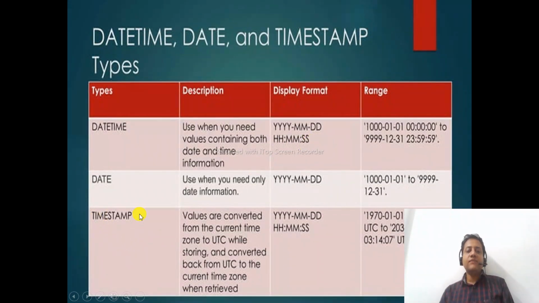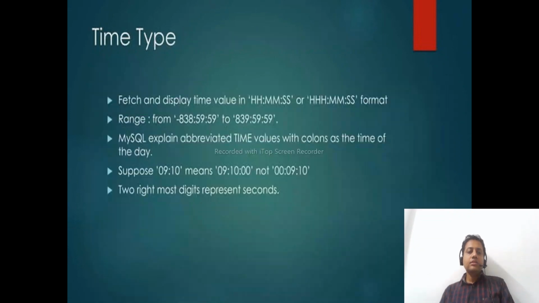Similarly, we also have timestamp. Here the values are converted from the current time zone to UTC while storing, and converted back from UTC to the current time zone when retrieving the data. A timestamp is between January 1, 1970 to sometime in 2037. This big range can be covered by the timestamp.